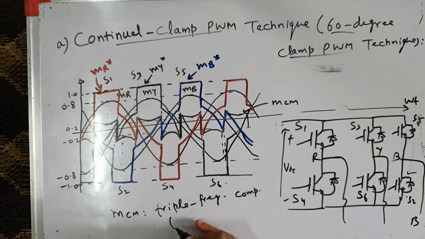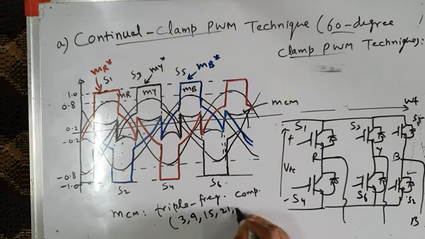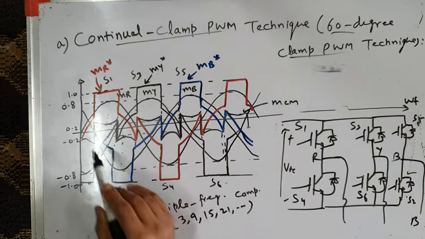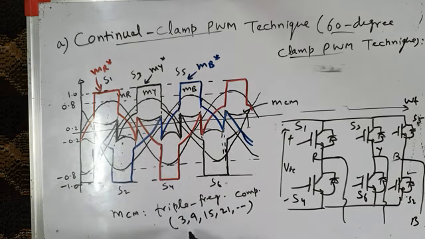And triple frequency component means if you do the harmonic analysis of this, it will be having third harmonic and multiples of third harmonic, 9, 15, 21, and so on. Even harmonics will not be there because of half wave symmetry. Only odd harmonics will be there. Multiples of 3, 9, 15, 21, and so on.